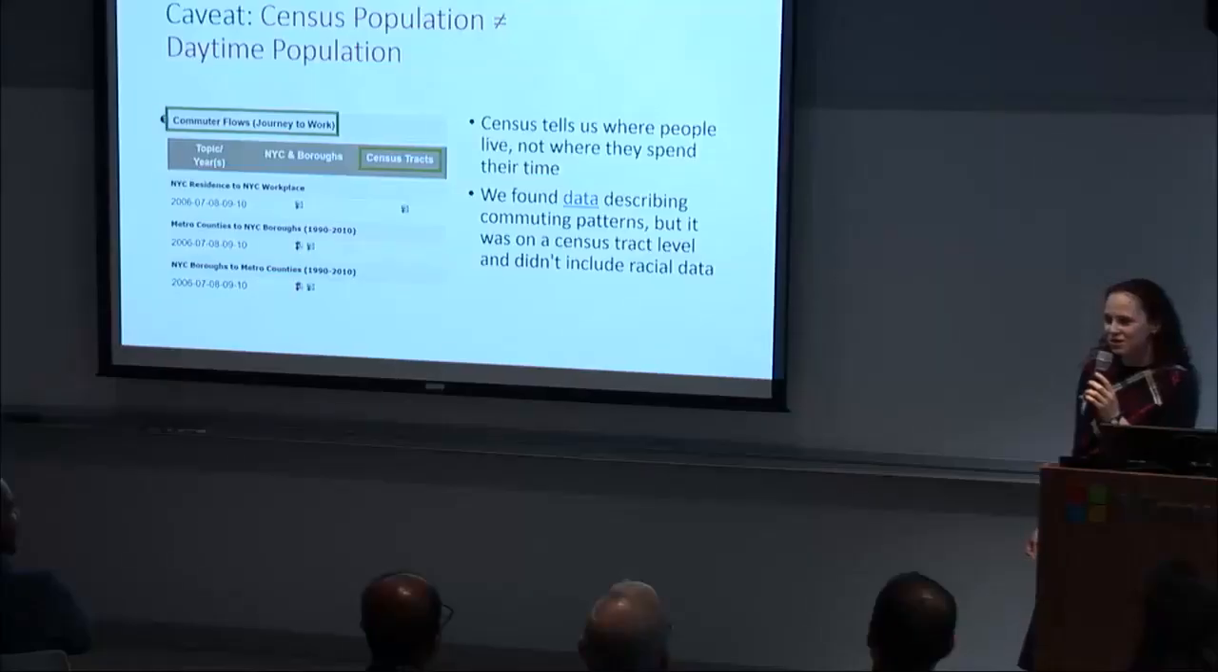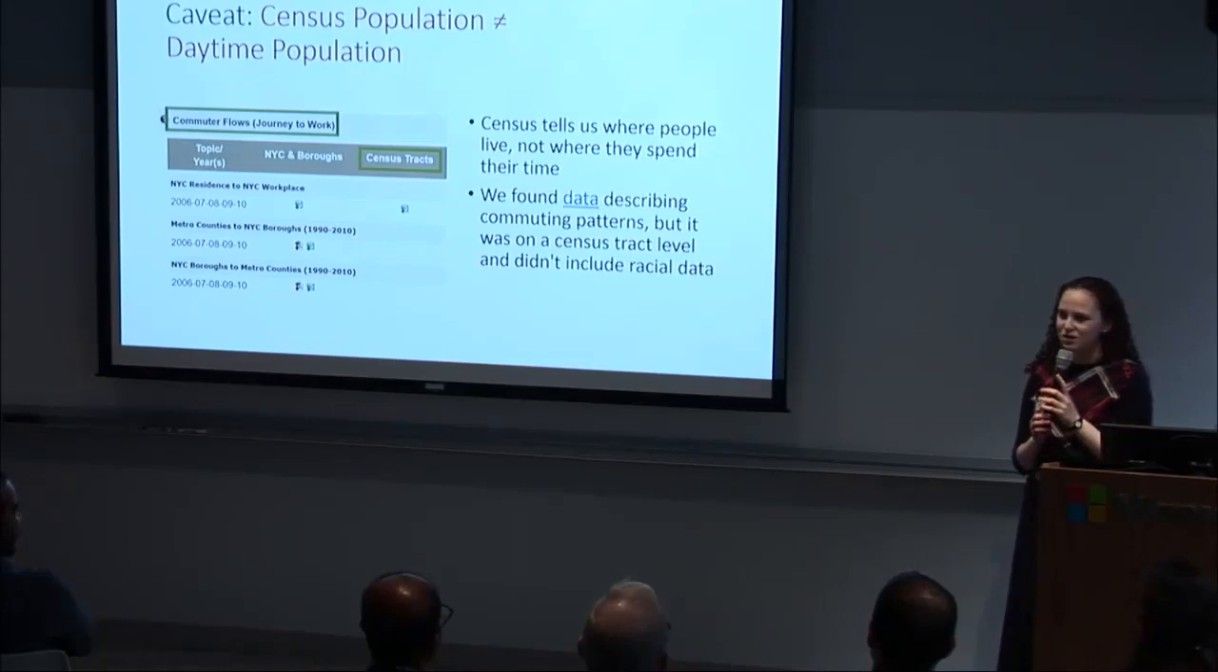And we actually found data on the New York City Department of Planning website that talked about where people commute to and from in New York City, but we couldn't really work with it because it was on the census tract level, not precinct level, and it didn't have any racial data in it. I'd like to turn the stage over to Cindy, who's going to talk about another data set that Fryer used in his paper.